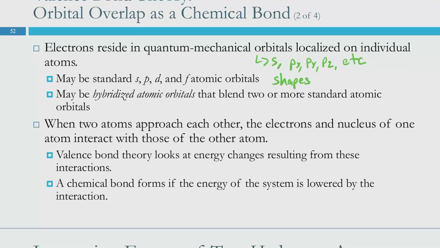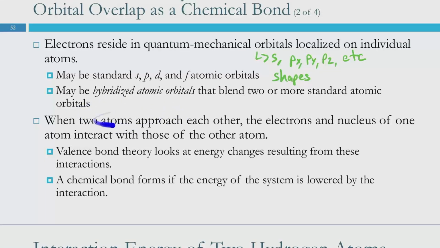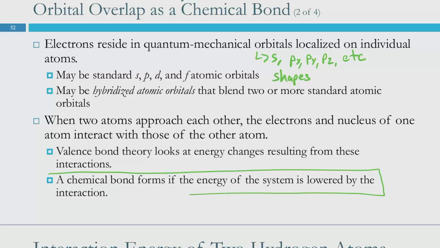When two atoms approach each other and they're saying, hey, maybe we should think about bonding, the electrons and the nucleus of one atom are going to interact with those of the other atom. For valence bond theory, we're going to need to look at energy changes from those interactions. A bond forms if the energy of the system is lowered by the interaction. If it's not stabilizing, if they don't get along, a bond is not going to form.